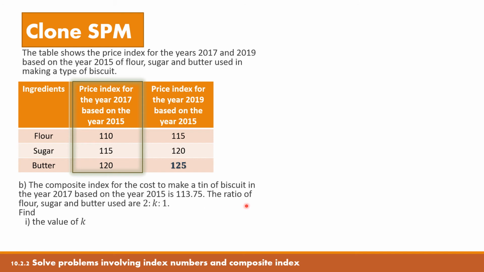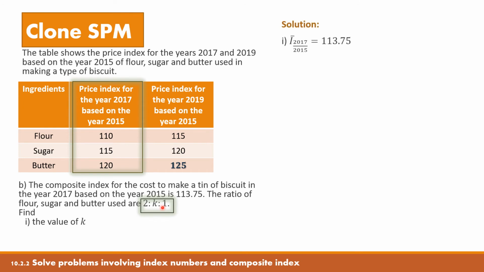The ratio of the flour, sugar, and butter used are 2 to K to 1. The ratio here represents the weightage of the ingredients. 2 will be the weightage for the ingredient flour, K will be the weightage of the sugar, and 1 will be the weightage of the butter. And we need to find the value of K, as we are given the composite index, which is mentioned clearly in the questions.